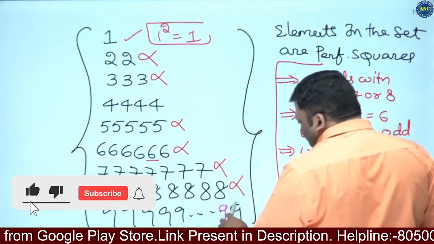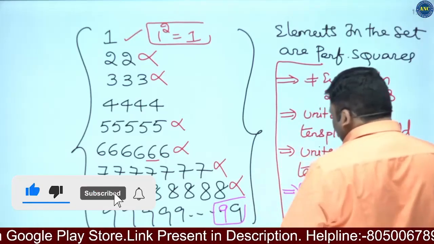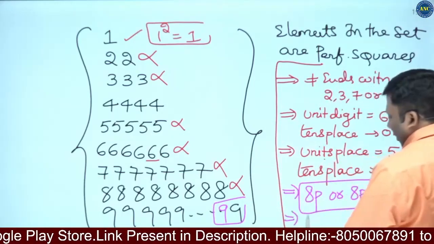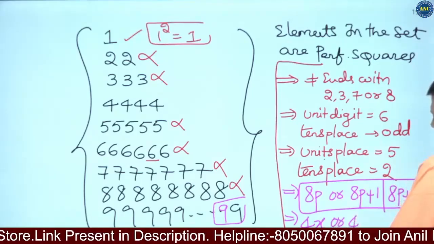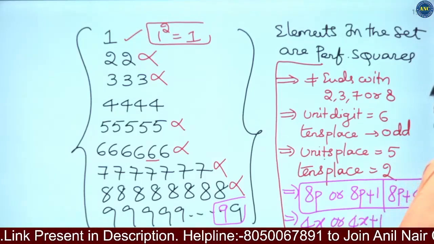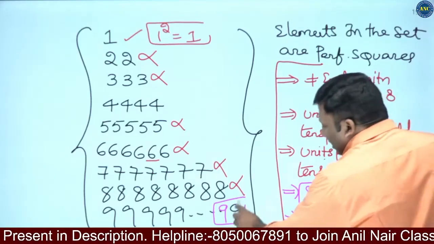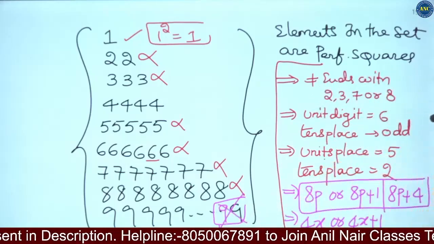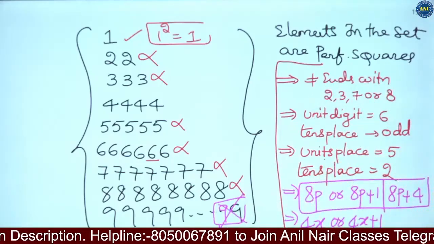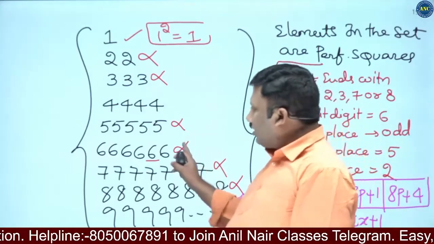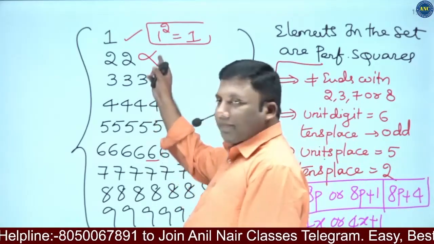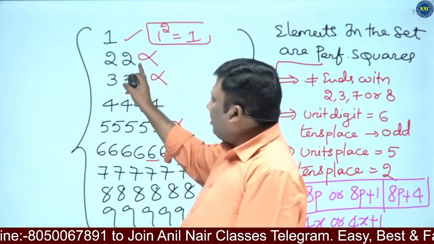999999. The last two digits are 99. Any perfect square when divided by 4 is either perfectly divisible or gives a remainder 1. 99 is 4 into 24 plus 3. This is out.